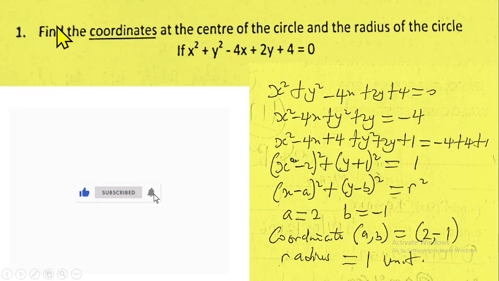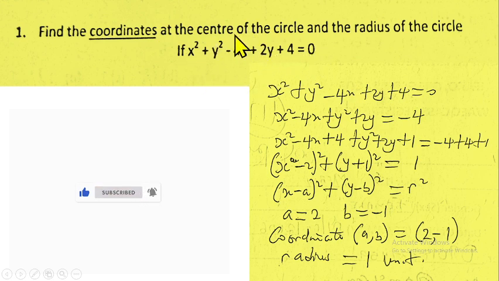Now question number 1 for the theory says that you have to find the coordinates of the center of the circle and the radius of the circle, if you are given the equation of the circle to be x squared plus y squared minus 4x plus 2y plus 4 equals 0.